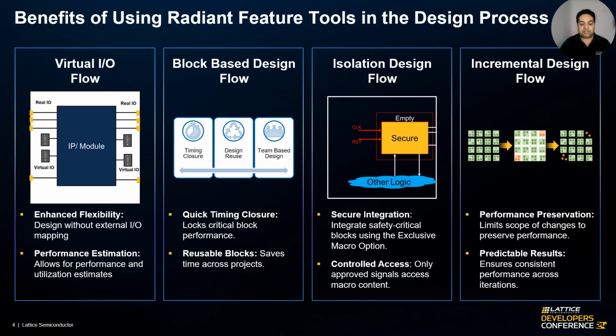Another crucial feature that Radiant supports is an isolation design flow. This isolation design flow helps integrate safety critical blocks using the exclusive macro option and allows controlled access to only approved signals to access the macros. Finally, we have an incremental design flow, which is currently in the beta stage, which provides help in performance preservation and helps achieve predictable results. Now let's look at each of these feature tools that are available in Radiant in much more detailed depth.